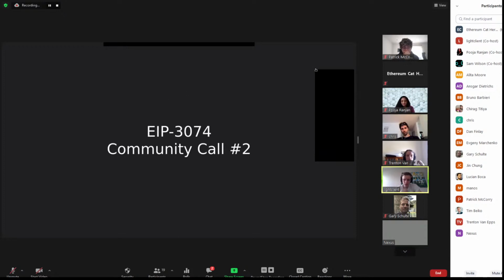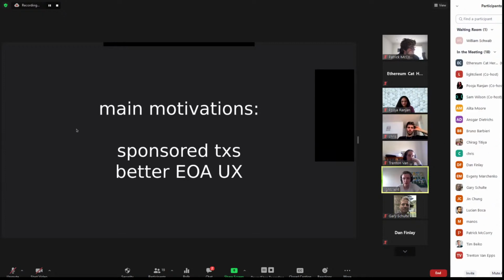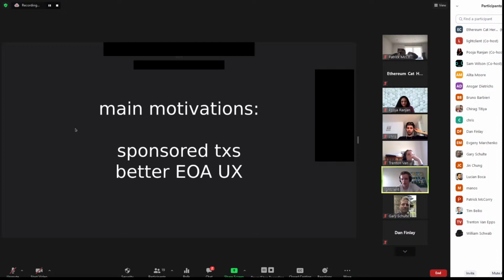Last time I said the main motivation for 3074 was sponsored transactions. Another motivation was also to have better user experience for EOAs. Something we have changed since we last talked is that before, we were not allowing self-sponsoring. That would mean that an EOA could send a transaction to a 3074 invoker and then utilize the benefits of 3074. We've done some research and we think it's going to be okay to allow for this, and we also have some auditing firms looking into this. I wanted to add this as another motivation because it is a really important aspect of 3074 and it will bring a lot of benefits to users.